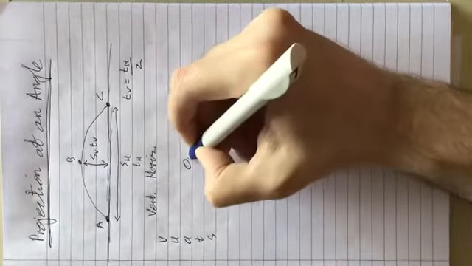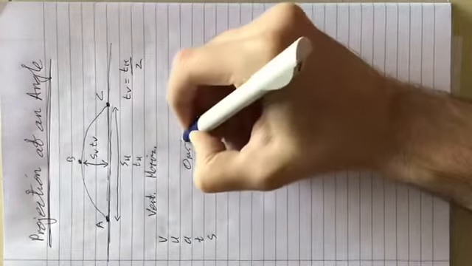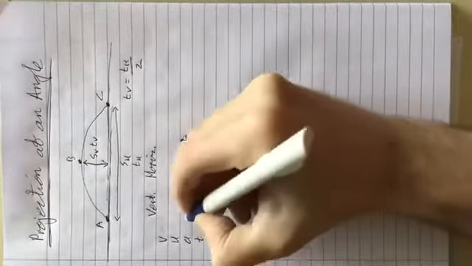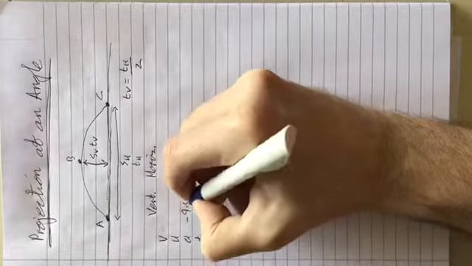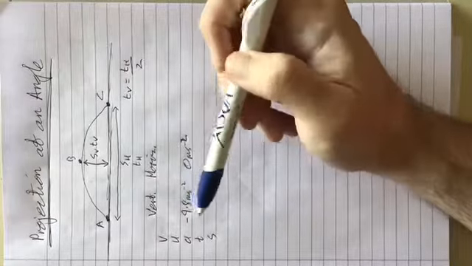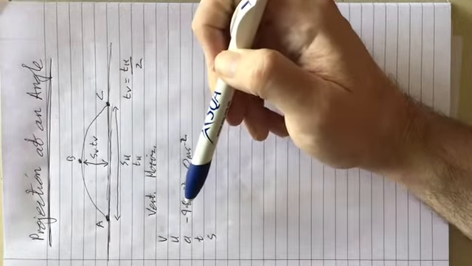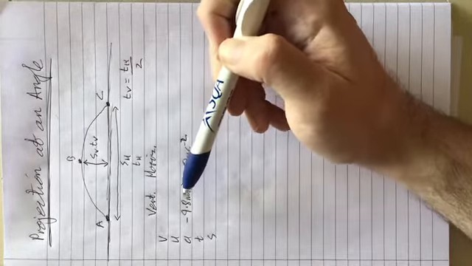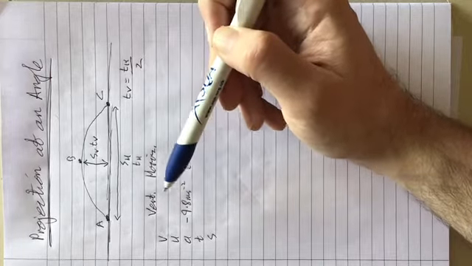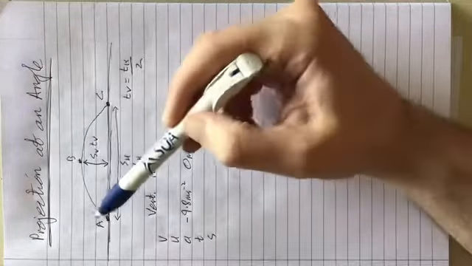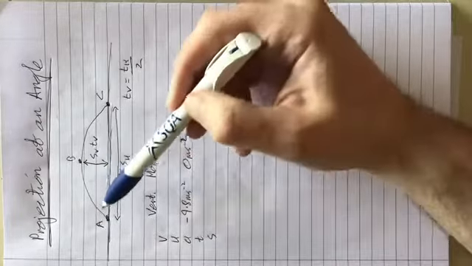Horizontal acceleration, 0. Vertical acceleration, negative 9.8 meters per second squared. Now, at this point, hopefully most of you are going to go, hang on, in the previous example it was 9.8. Why is it now minus 9.8? And that is because of the direction that the projectile starts moving in.